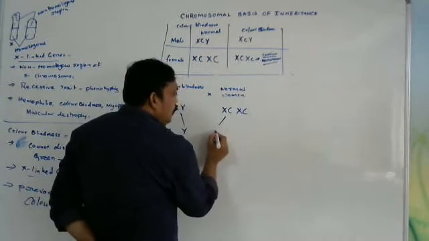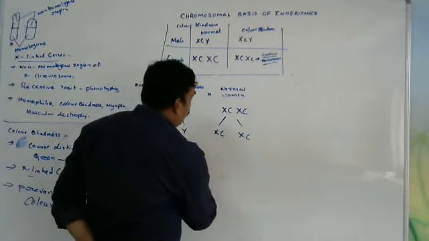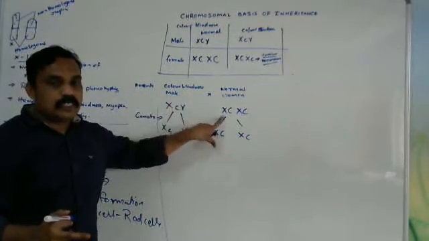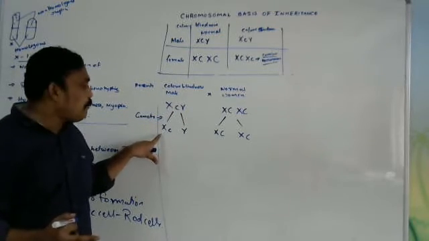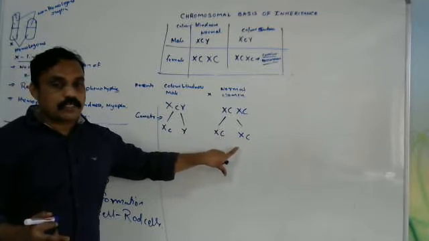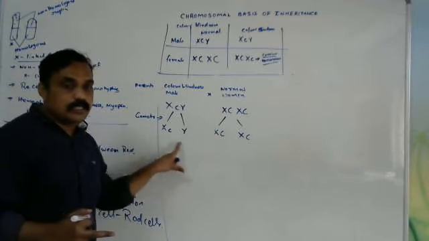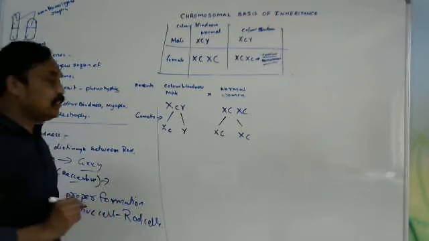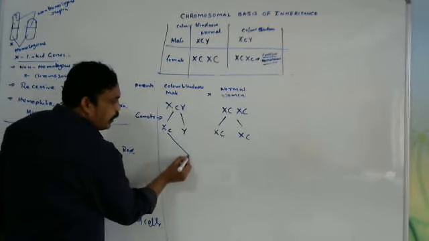Next, here X capital C, X capital C. These are the gametes. Both parents are the color blind male and the normal woman. In gamete formation, we get X small c and Y from the father, and X capital C, X capital C from the mother, because she is a normal woman. Whatever we got, these are the gametes. Now, what happens in the F1 generation?